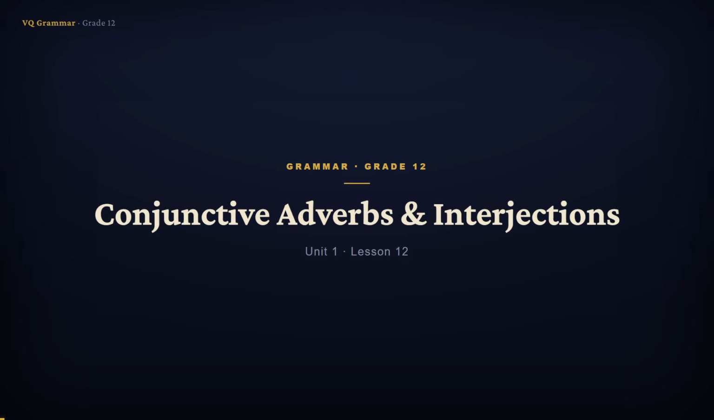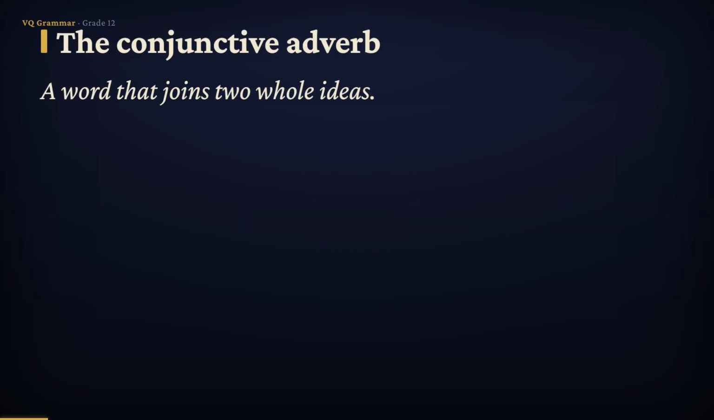This is Unit 1, Lesson 12, and it's the one that finishes the unit. We've already walked through nouns, pronouns, verbs, adjectives, adverbs, prepositions, and conjunctions. Today, we add the final two parts of speech, the conjunctive adverb, which connects two complete ideas, and the interjection, which lets a little feeling burst onto the page. Master these two, and you'll have all 8 parts of speech in hand. Let's finish strong. Let's meet the conjunctive adverb.